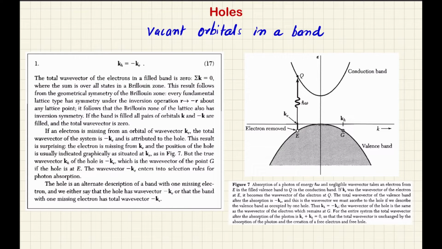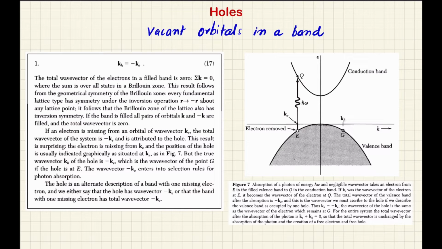Okay. So, the first feature is that the wave number of the hole is equal and opposite in sign to the wave number of the electron. Okay. So, this basically arises from the inversion symmetry of the Brillouin zone. Okay. You know, every lattice type has certain symmetry under inversion. Okay. Inversion means a transformation where R goes to minus R, and a similar kind of inversion property will be obeyed by the Brillouin zone of the lattice.